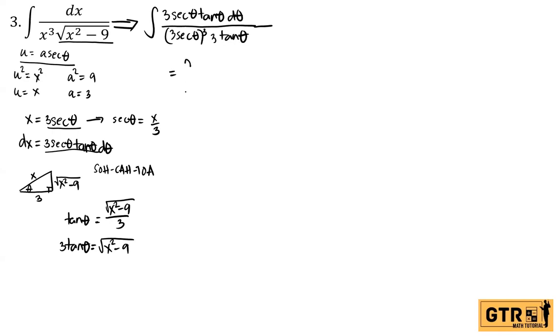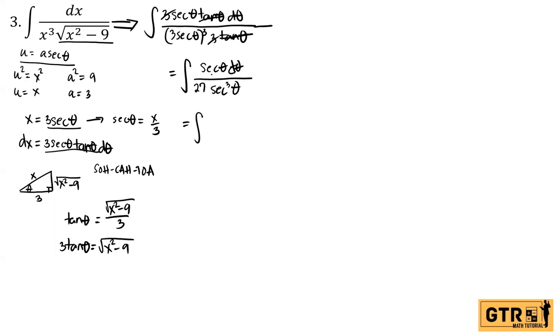So now, let us simplify. If we simplify this, tangent theta will be cancelled out. Tangent theta and tangent theta cancel, and then cancel out 3. So just simplify this. We have secant theta in the numerator, secant theta d theta. So the tangent theta is gone, all over 3 cubed, that is 3 times 3 times 3, which is equal to 27. And then we have secant cubed theta.